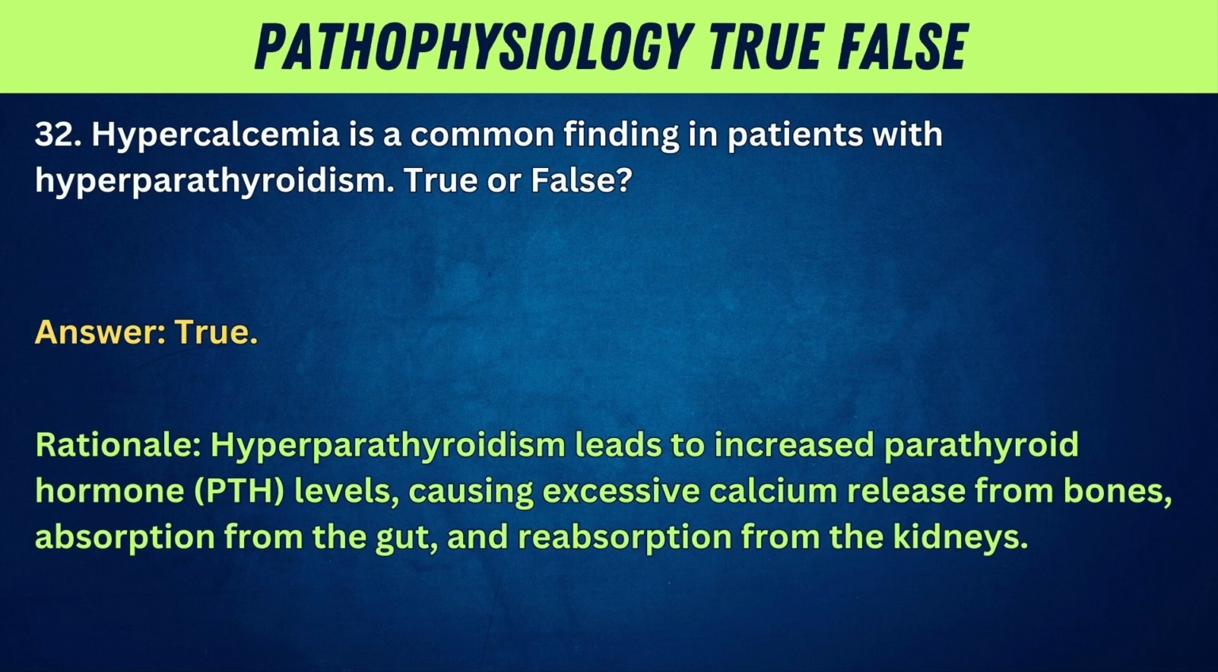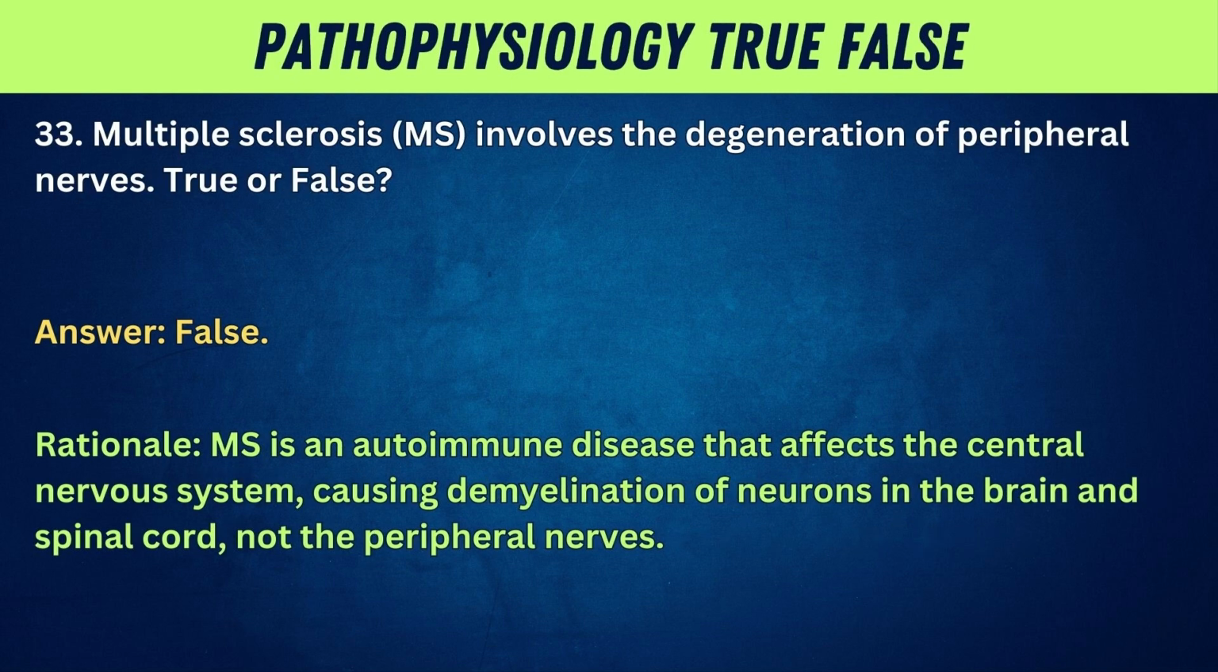32. Hypercalcemia is a common finding in patients with hyperparathyroidism. True or false? Answer: true. Rationale: hyperparathyroidism leads to increased parathyroid hormone, PTH, levels, causing excessive calcium release from bones, absorption from the gut, and reabsorption from the kidneys.